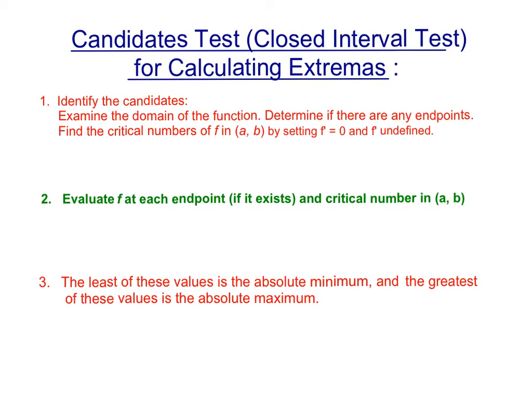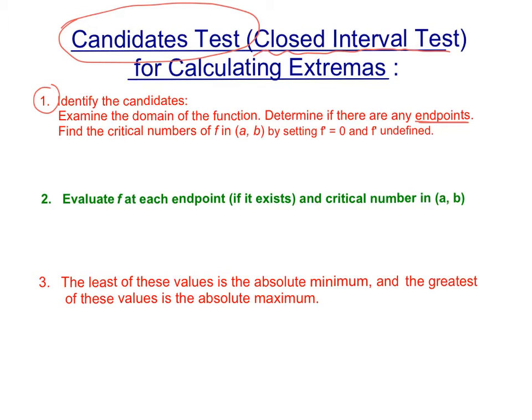Today we're going to talk about how we use those critical values to be able to determine an extrema value, and this is called the candidates test, or some people like to call it the closed interval test for calculating extremas. Now these basically are your 3 steps in using this test. First of all, identify your candidates. So you'll need to look at the domain and determine if there are any endpoints. If there are endpoints, those endpoints could be extremas.